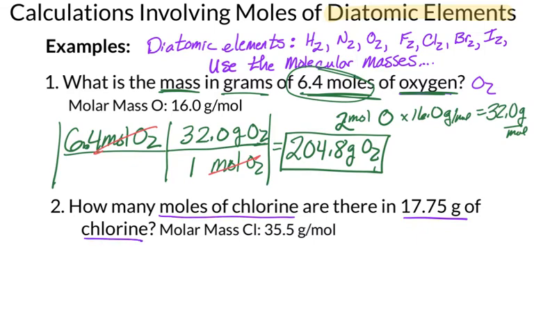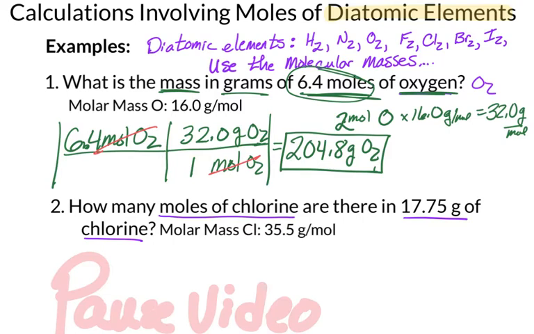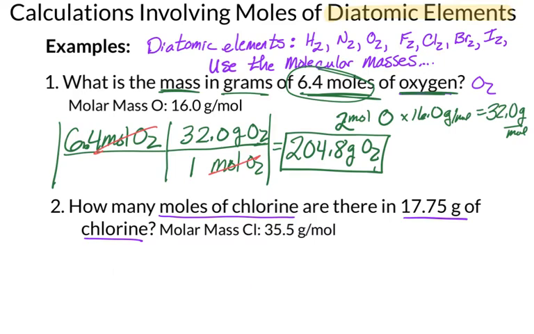Go ahead and pause the video while you try this, and when you return, I'll show you the answer. So again, the question was, how many moles of chlorine are there in 17.75 grams of chlorine? We're going to start with what we know, which is 17.75 grams of chlorine, and we're going to write that as Cl2.